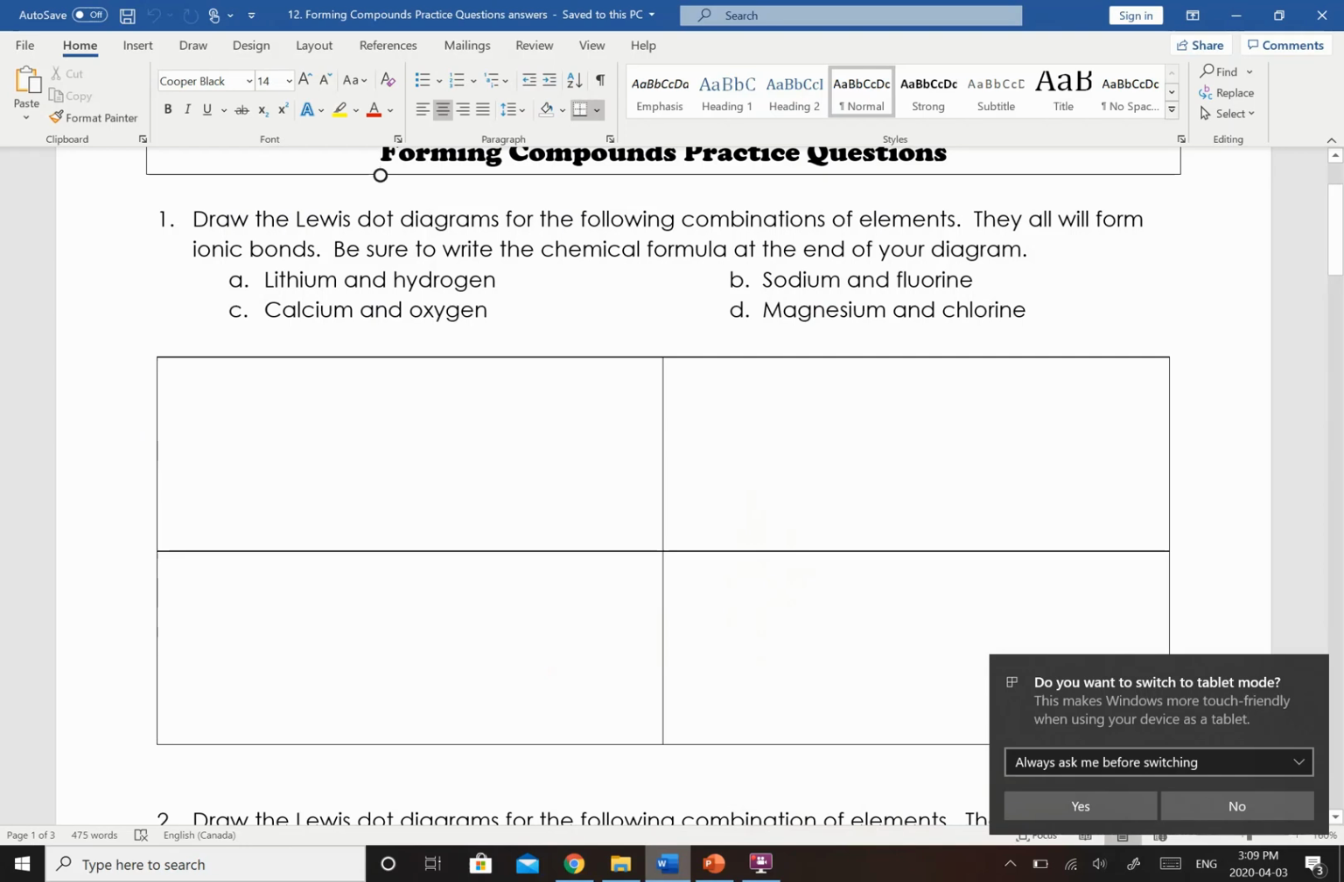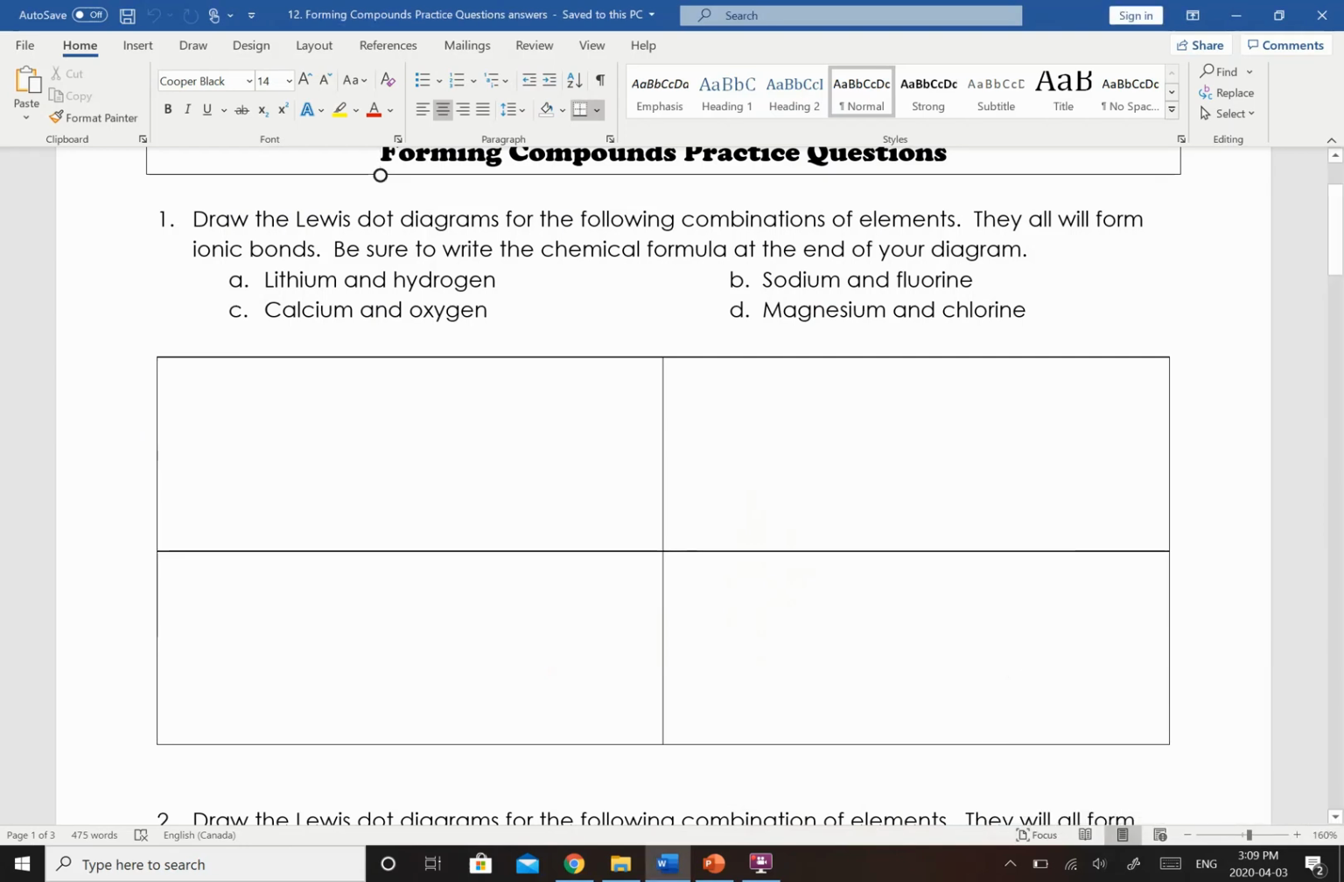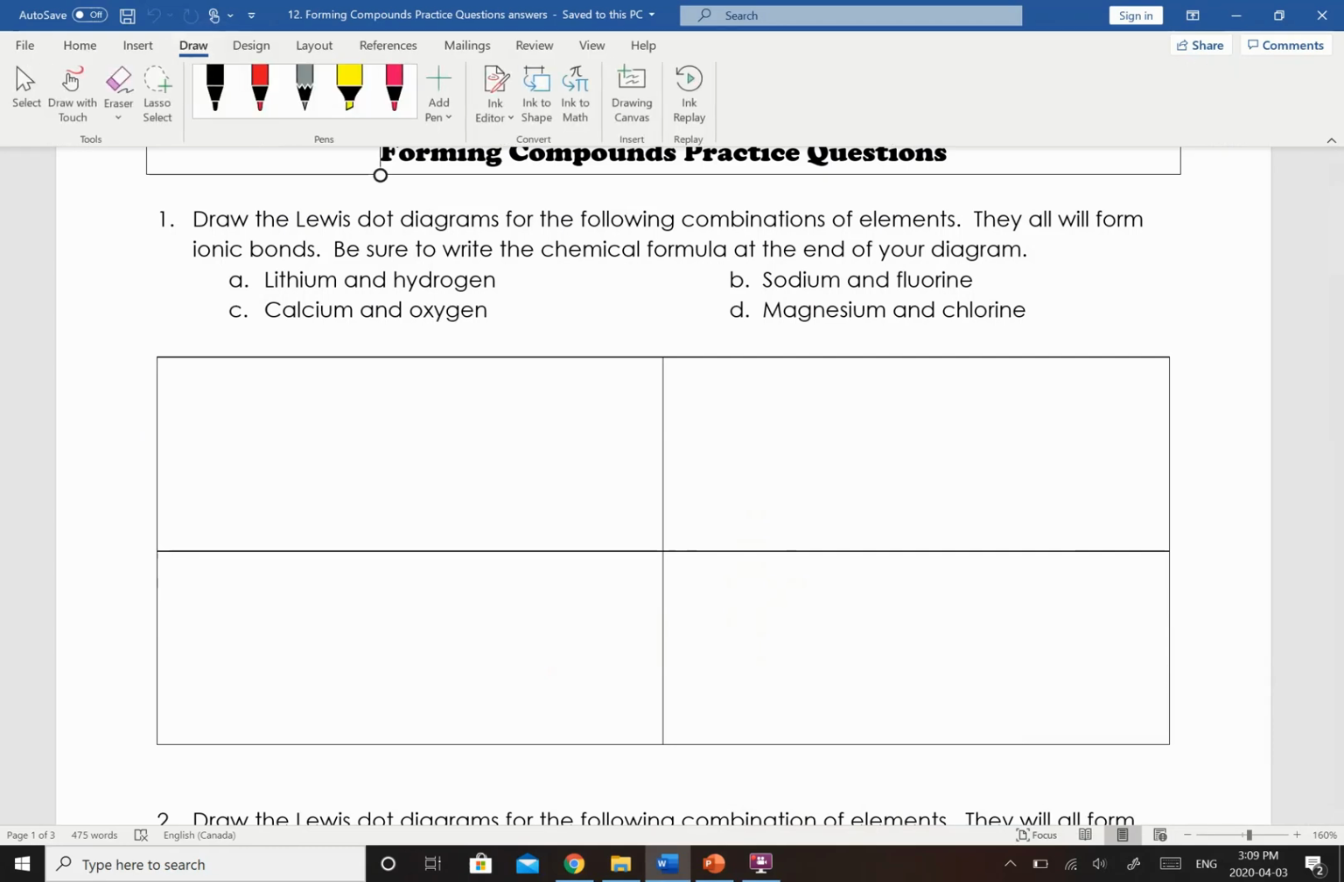Through these answers for the homework. So the first one is asking us to draw some ionic compounds using the information given.